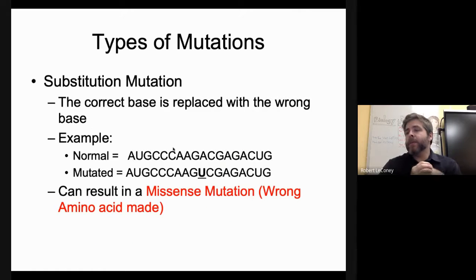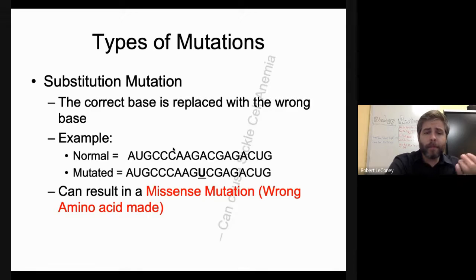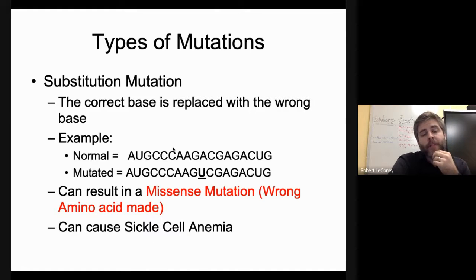And this will result in what we call a missense mutation, where we get the wrong amino acid because we got the wrong code. So remember, nonsense, you stop too soon. Missense, you keep going, but you got the wrong code. And this can cause something called sickle cell. You may have heard of sickle cell anemia. Anemia, by the way, is just when you don't have functional red blood cells. Sickle cell is a specific kind of anemia.